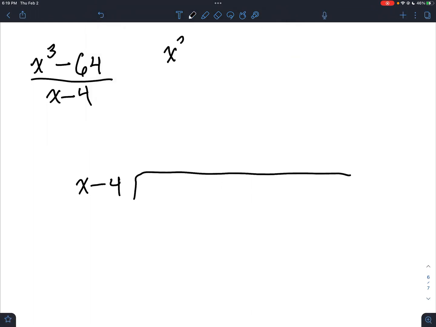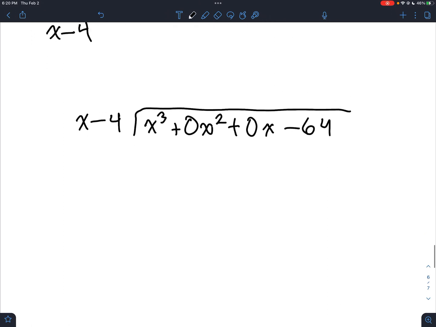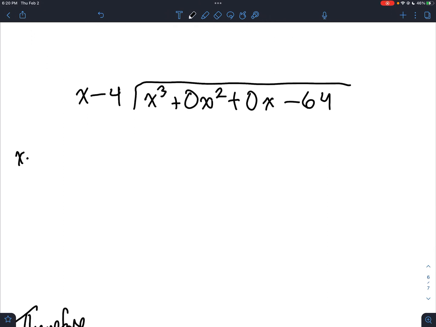Let's do one more, and a special rule we have to do here. X cubed plus 0x squared plus 0x minus 64 is the same as the top over there, right? I mean, I just added zeros. We need to do that in order to keep ourselves lined up. So I'm going to go ahead and write that in here. Okay, and we're going to do the process one more time together.